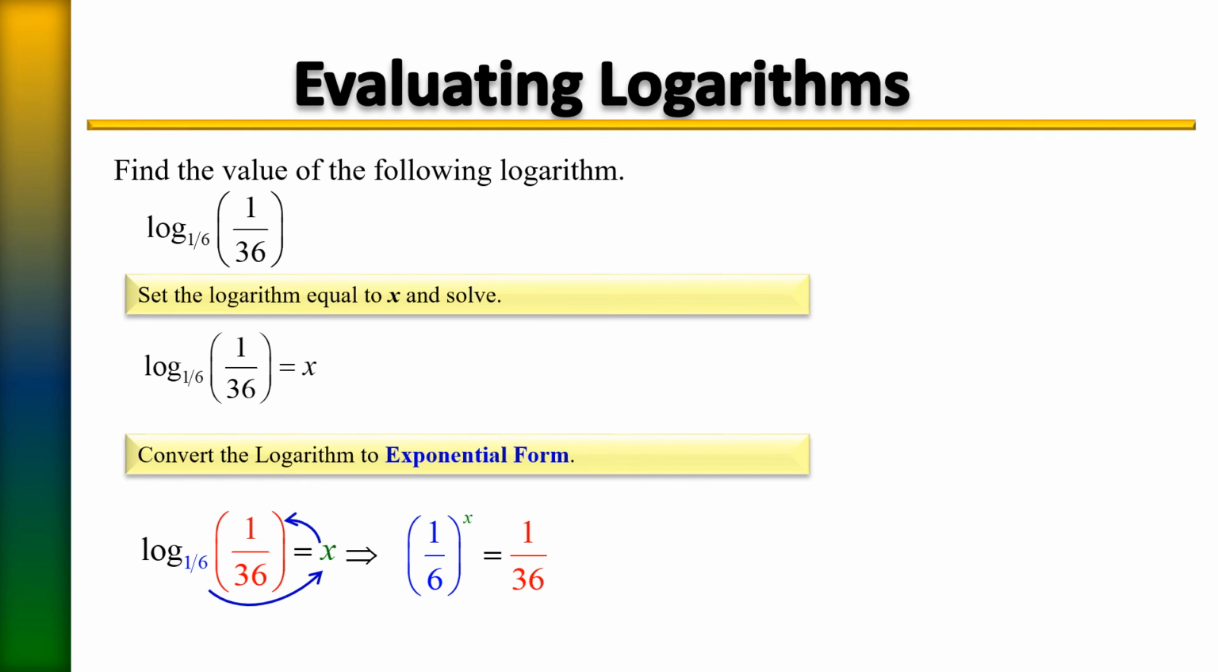And actually, all we have to do is just square 1/6, because 1/6 times 1/6 equals 1/36. And there you have it, x equals 2, because 2 is the number that I have to raise that base to in order to get the output of 1/36. So again, the answer is x equals 2. And there you have it, evaluating logarithms.